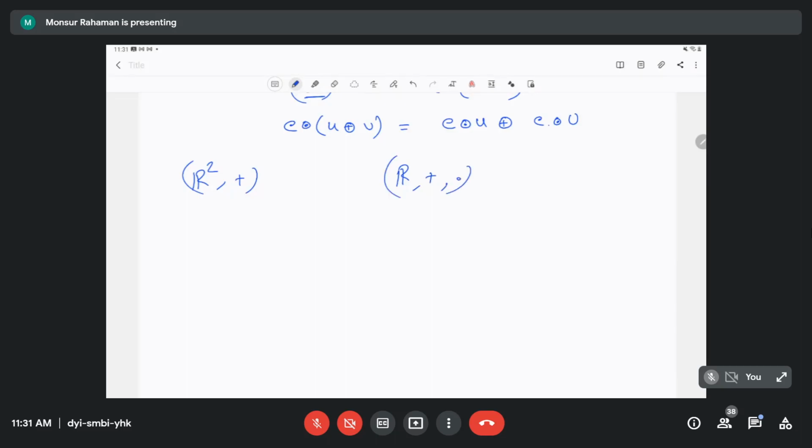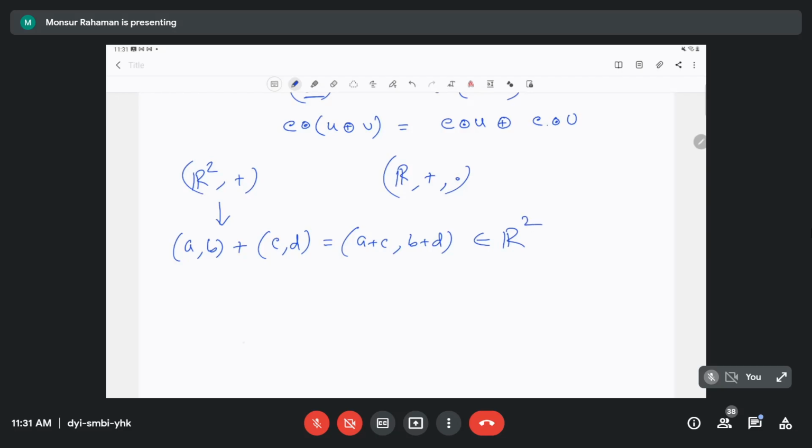With respect to this field, because it is an abelian group. Why? Because it is associative. This addition, with elements (A, B) and (C, D), gives (A plus C, B plus D). This is defined, and it is again an element of R2. So this is a vector, and the closure property holds with respect to that operation.